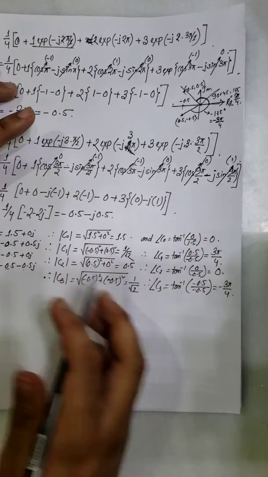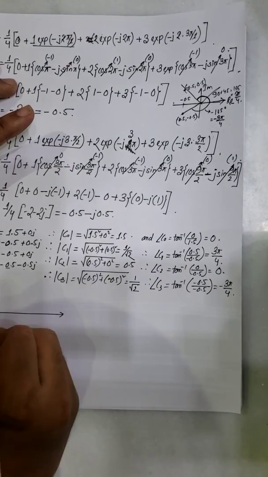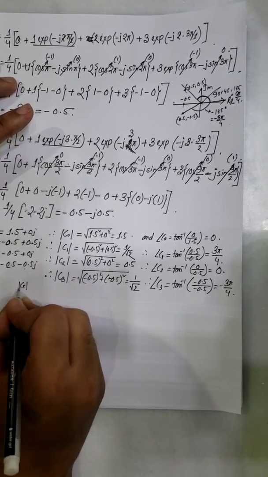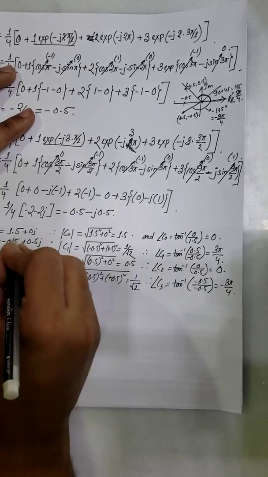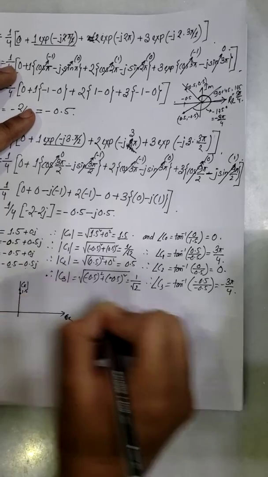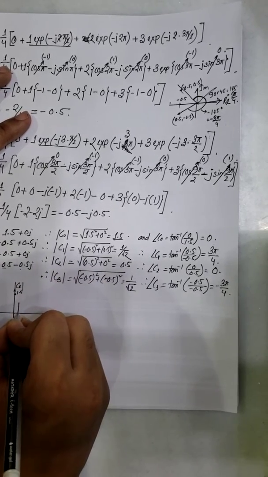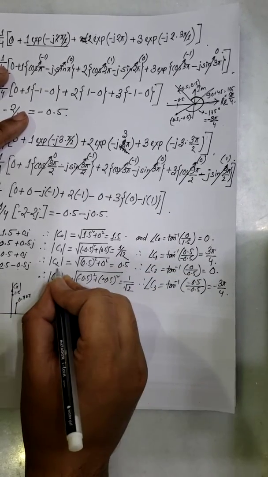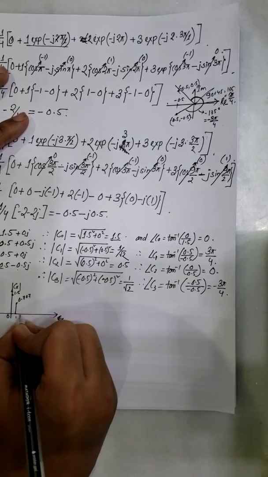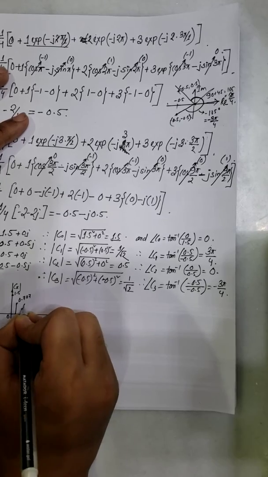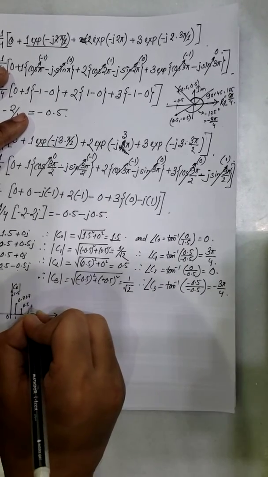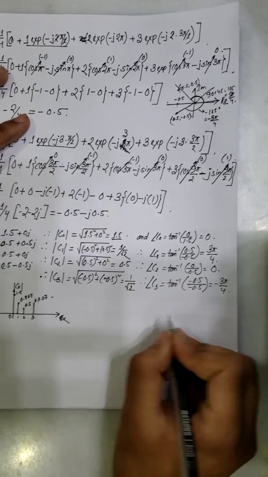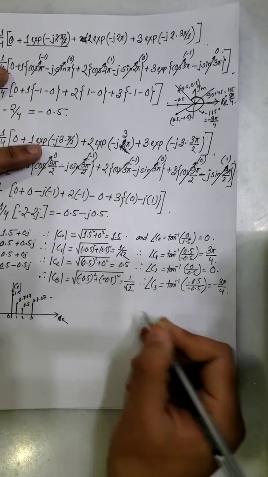Now let us simply plot the magnitude spectrum, this being K, this is modulus of C of K. At 0 the value is 1.5, at C1 the value is 1 over root 2, which is approximately equal to 0.707, and at 2 the value is 0.5, and at C3 the value is again 0.707. This is the required magnitude spectrum.